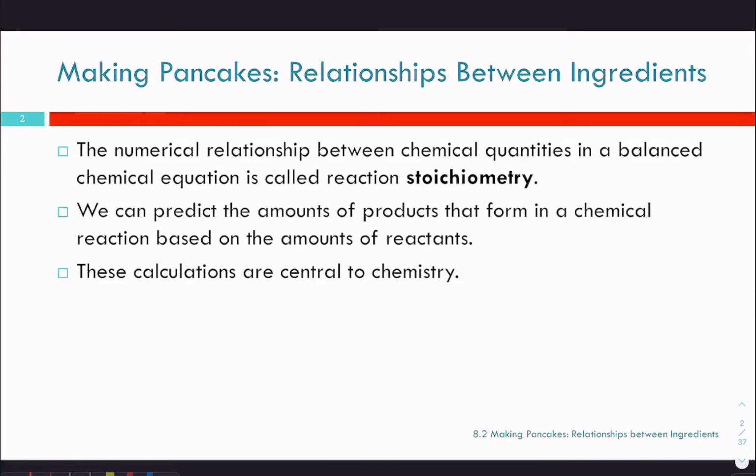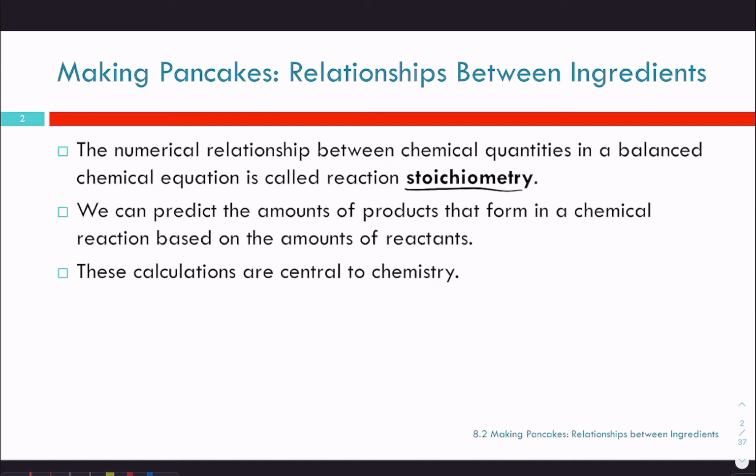So the numerical relationship between chemical quantities in a balanced chemical equation is called reaction stoichiometry. That's the big fancy word. If you want to Google this, or get somebody else to explain it on YouTube, or look up more information about it, stoichiometry is your keyword. I know it's a hard one to remember because it's such a weird word.